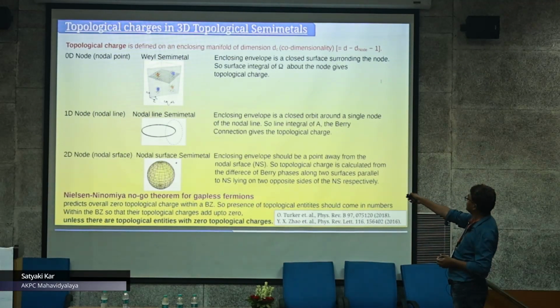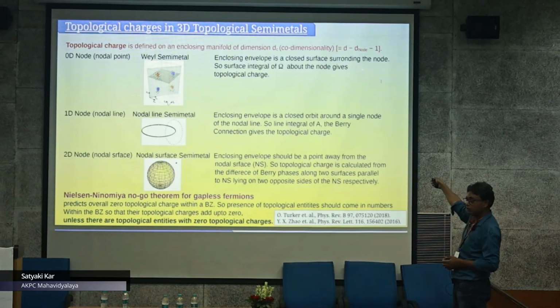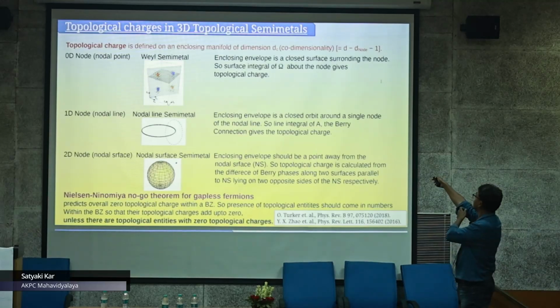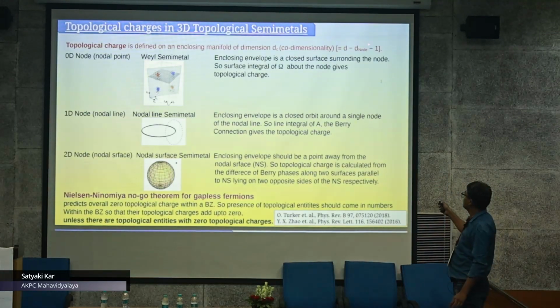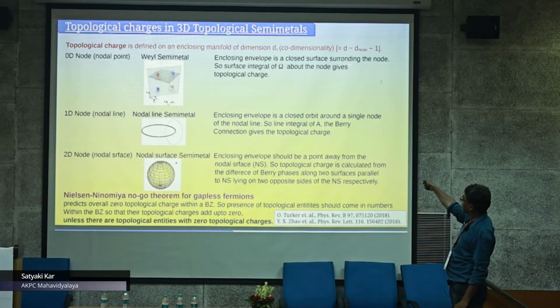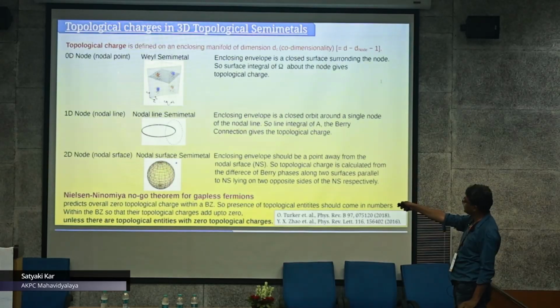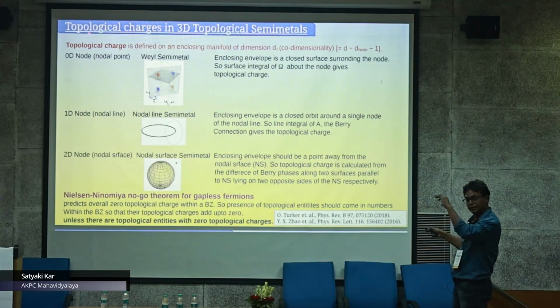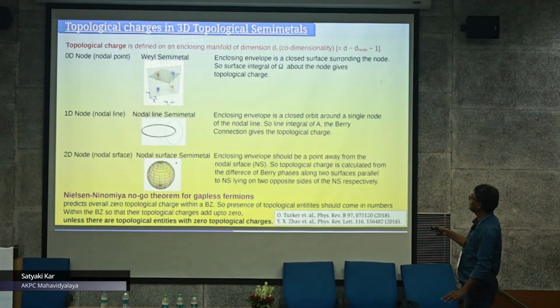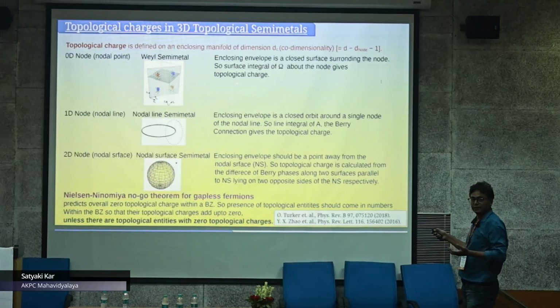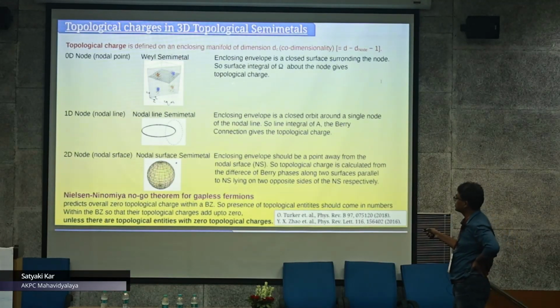Basically, the enclosing envelope has a dimension D_C called its codimensionality. It's given by D minus D_node minus 1. D is the dimension. D_node is the dimension of the node. So from there you can see for the Weyl semi-metal we have a surface for the enclosing envelope. And there we can do this omega integral, the Berry curvature integral, to get the topological invariant.